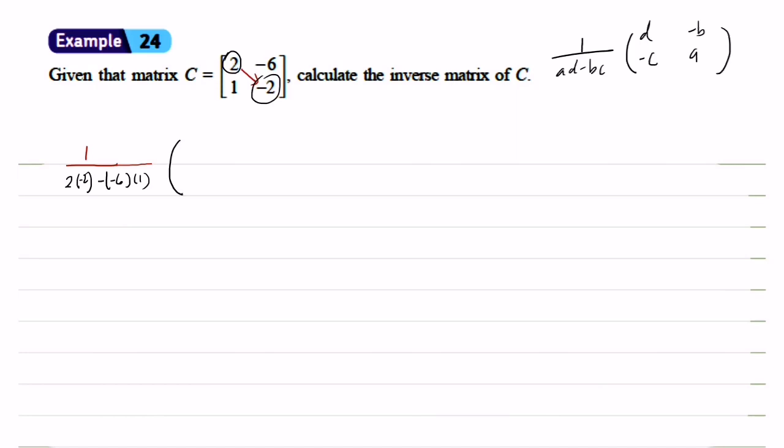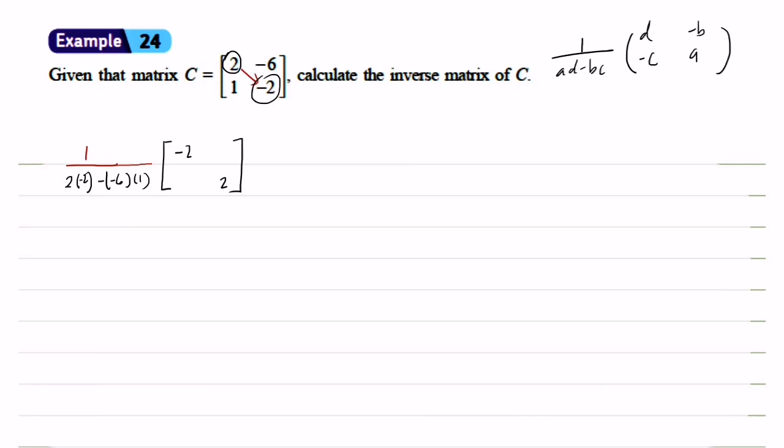How about the bracket here? You exchange the position of the elements in the main diagonal. Here, the main diagonal is 2 and negative 2, so you exchange. Just look at the arrow. The arrow is at the main diagonal.